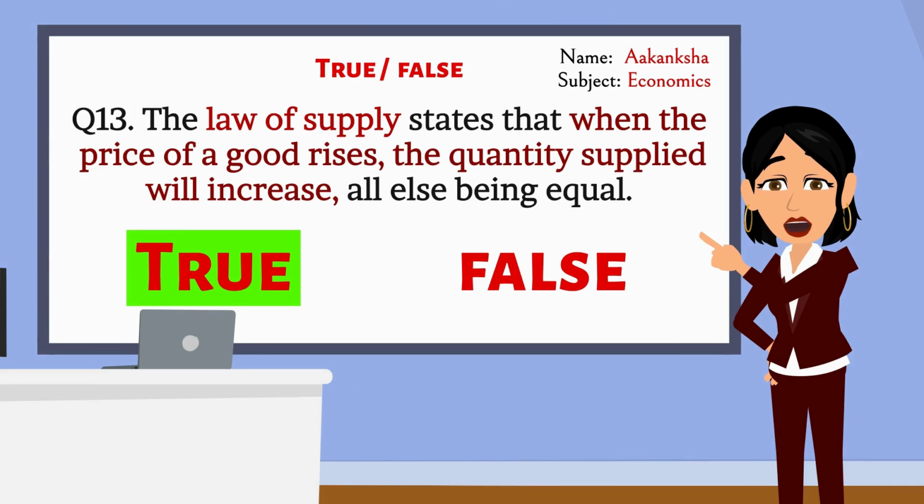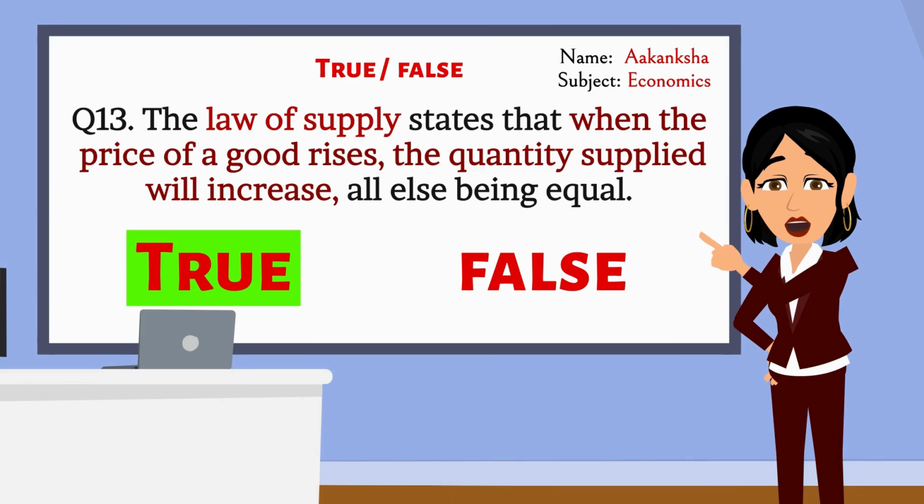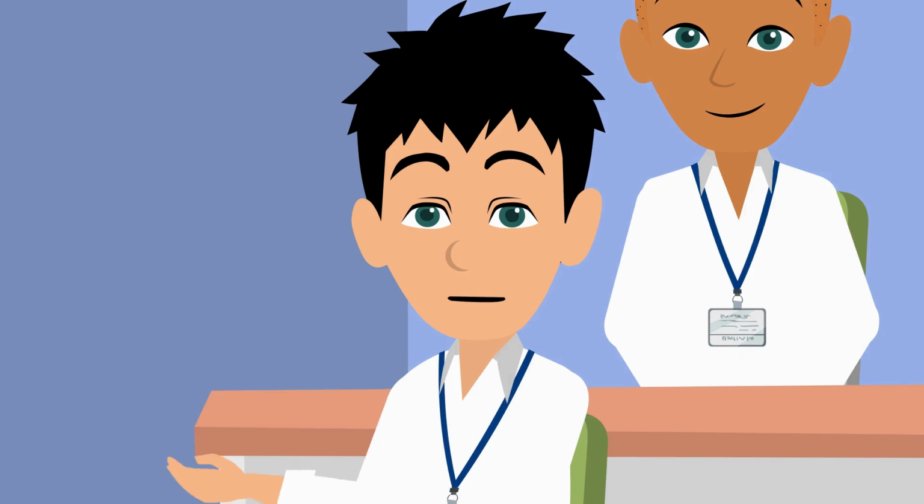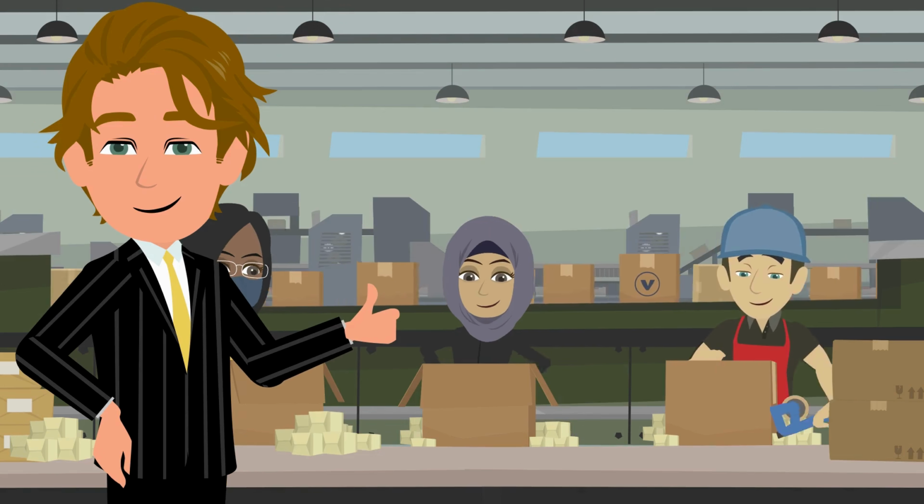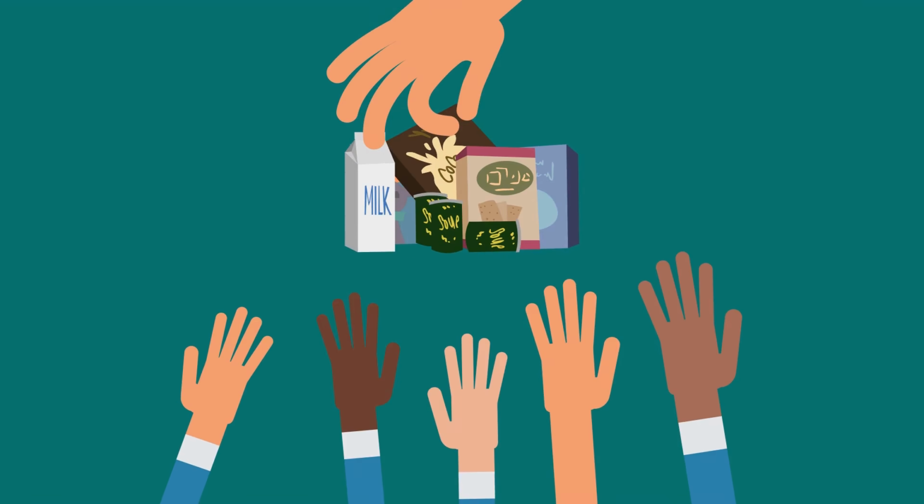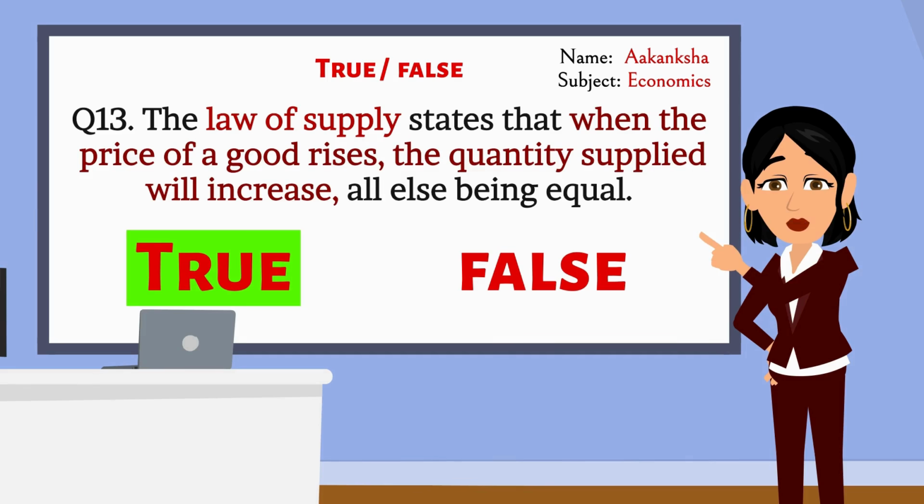The law of supply states that when the price of a good rises, the quantity supplied will increase, all else being equal. Nishant, can you explain why? Ma'am, when prices go up, producers are more willing to supply the good because they can earn more profit. That's why the quantity supplied increases. Excellent. That's a fundamental principle of supply.